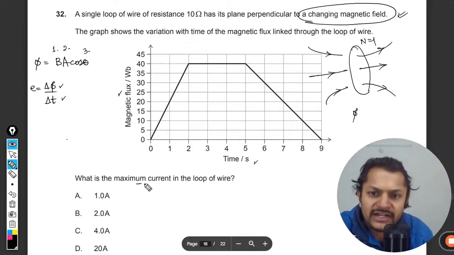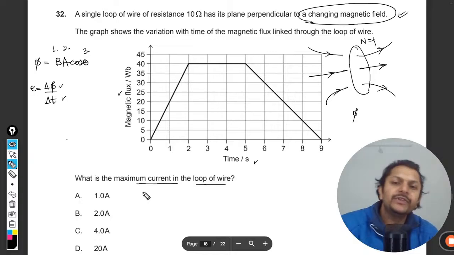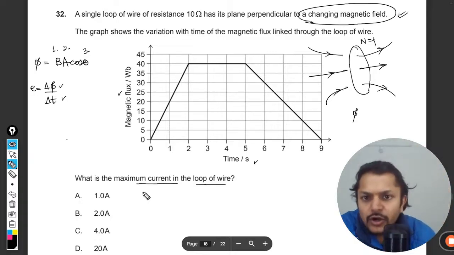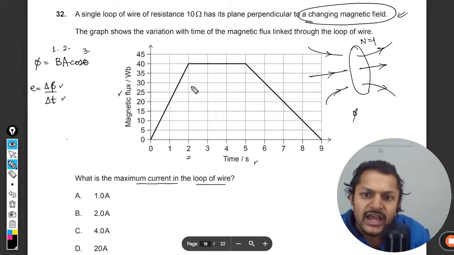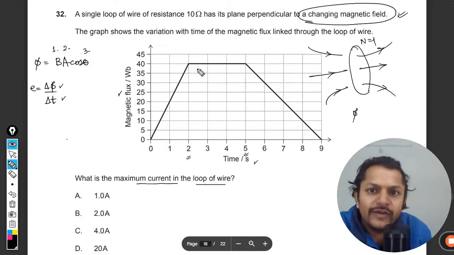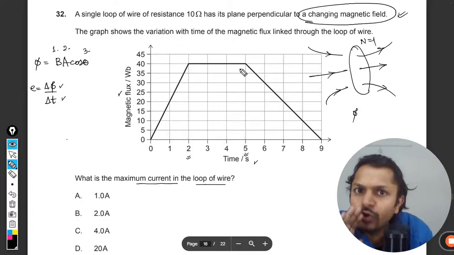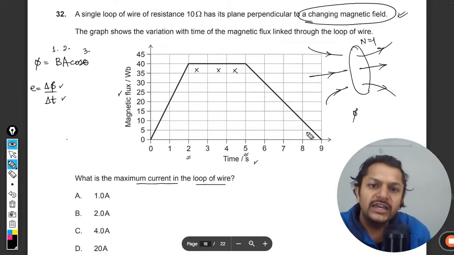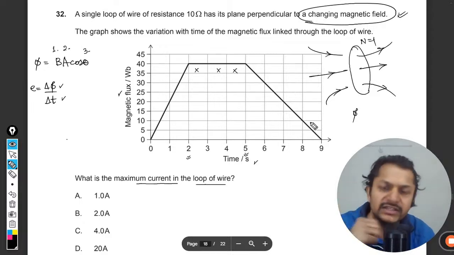We want to find the maximum current in the loop. So the current will be a variable and we have to find the maximum value. At this point, the flux is variable for the first 2 seconds, and from 2 seconds to 5 seconds, flux is not a variable. So when flux is not a variable, EMF is not produced. Here EMF is produced in both of the cases.